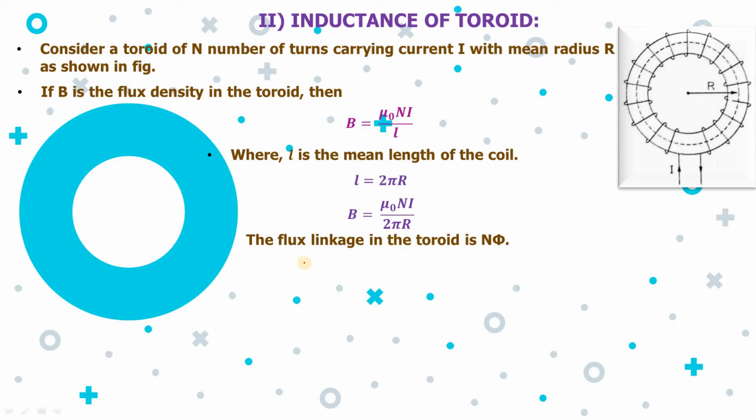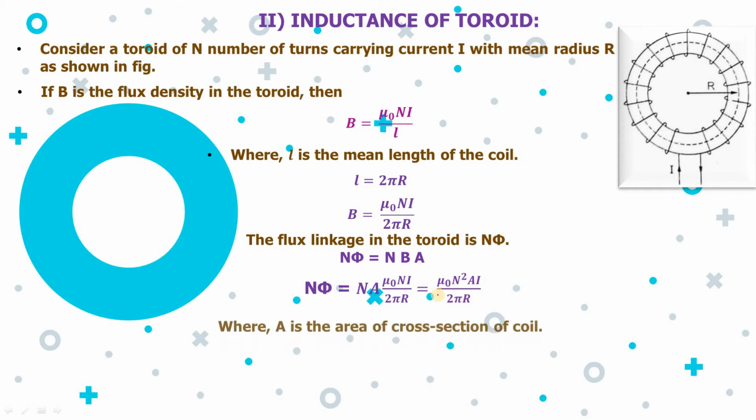Also we know the flux linkage in the toroid is nothing but N into phi. We know very well phi is equal to B into A. So N phi is equal to N into B into A. You need to substitute this B in this equation. So N phi is equal to N A into mu naught N I divided by 2 pi r. Therefore N into N is N square, so mu naught N square A I divided by 2 pi r, where A is the area of the cross section.